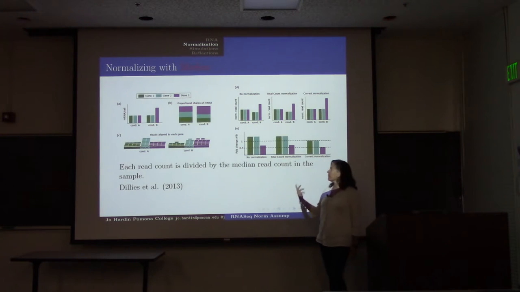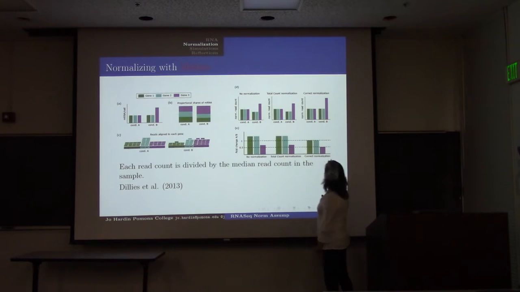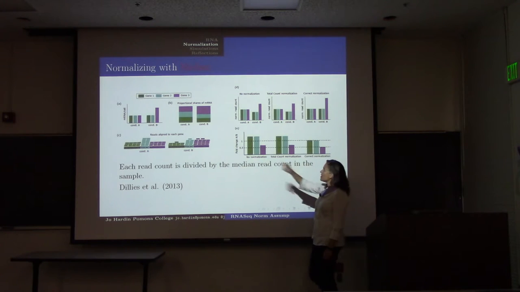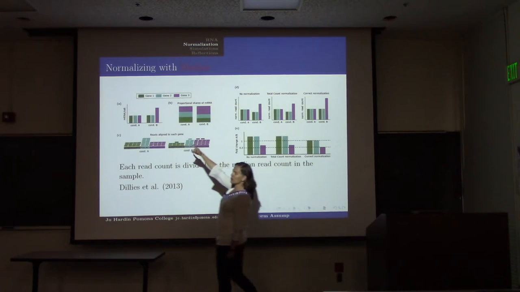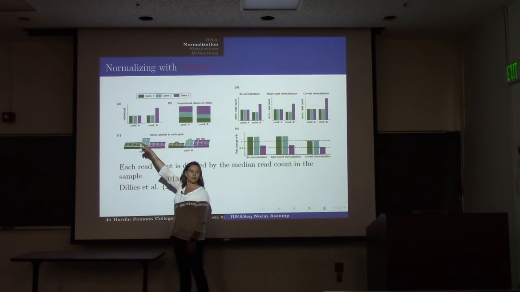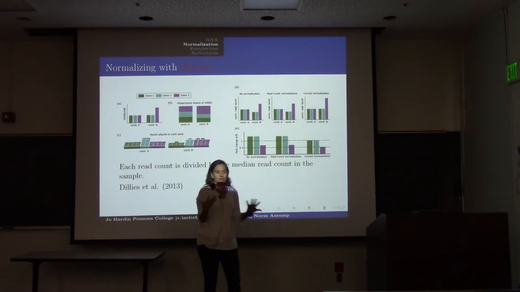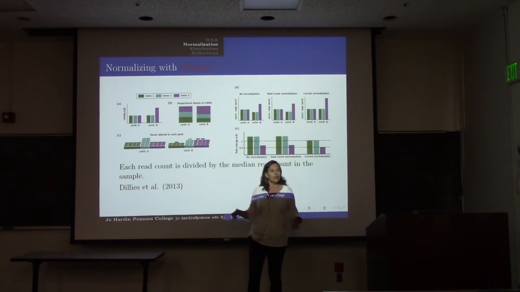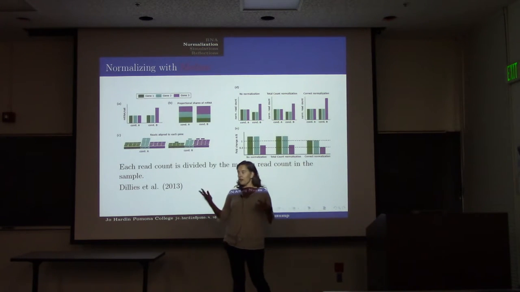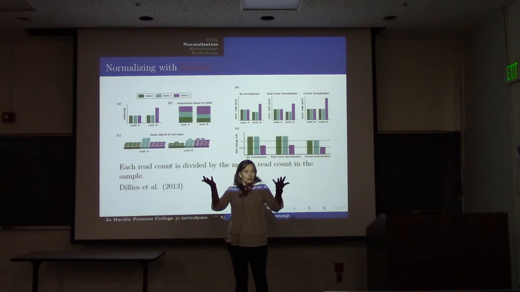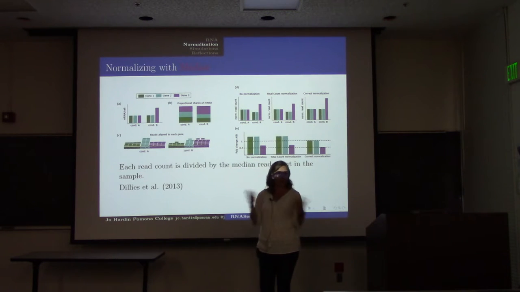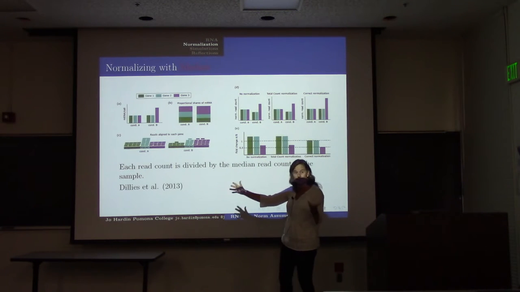OK, so back to this picture, thinking about correct normalization, how would we do it? Well, if we could just find either those blue or green genes and just divide by the blue gene, or divide by the green gene, then the blue gene, the green gene would have a value of 1, right? Because they have the same read, and we'd be good to go.